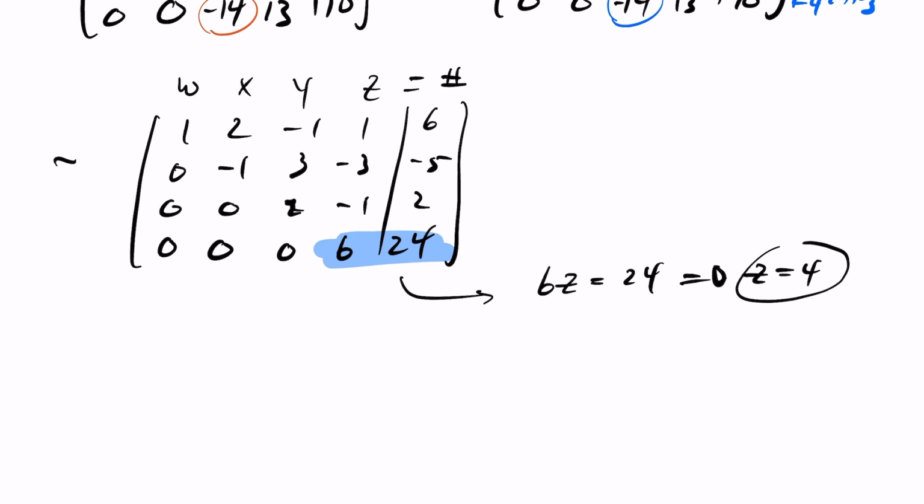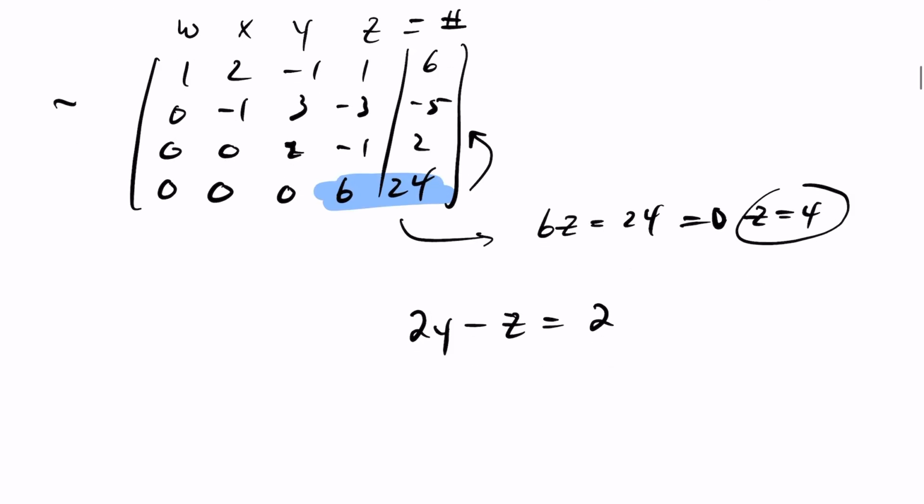Moving up, and that's why they call this back substitution, we substitute into my second from the bottom row here. We end up getting 2y minus z is equal to 2. I now know the value of z. I know the value of z is 4. So solving for this, you end up getting here that y equals 3.